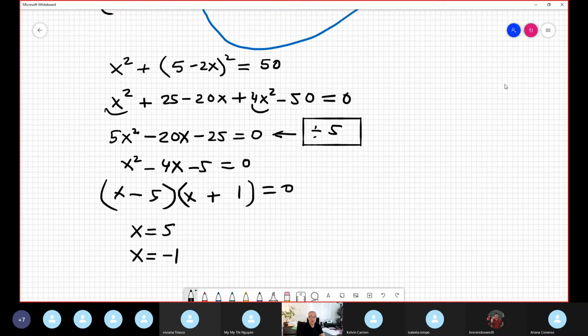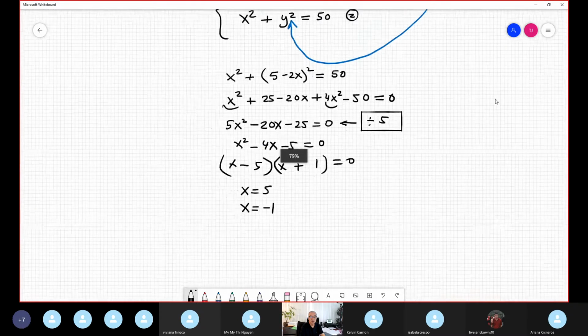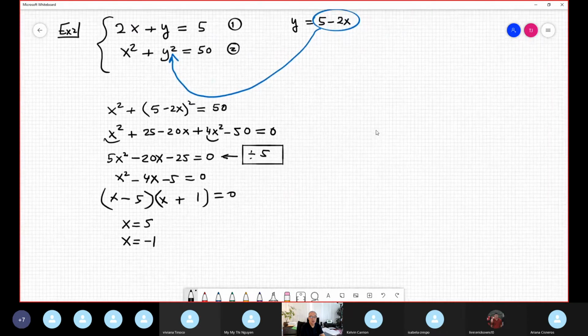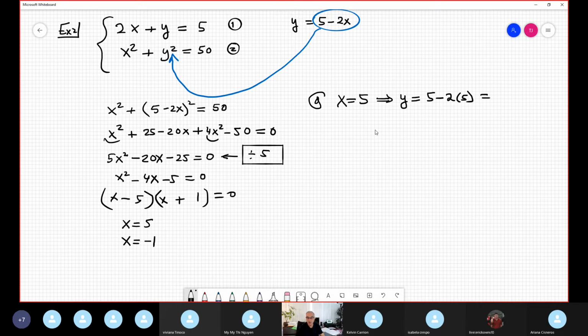Okay, we come back to the substitution that we were using at the beginning, and y is waiting for me. Let's add x equals 5. And then y would be 5 minus 2 times 5, which is 5 minus 10, which is negative 5. Now the point is the famous point 5, negative 5, because x is 5.